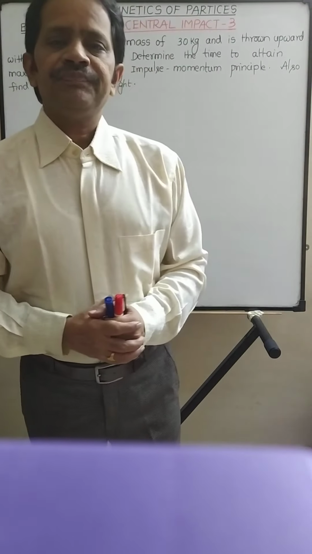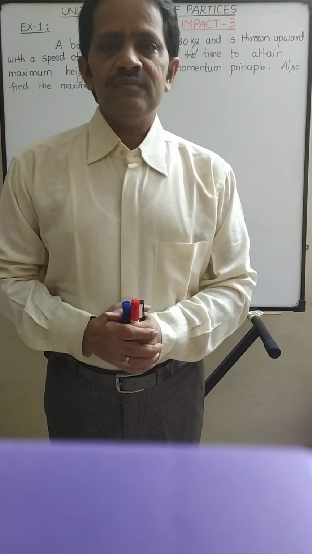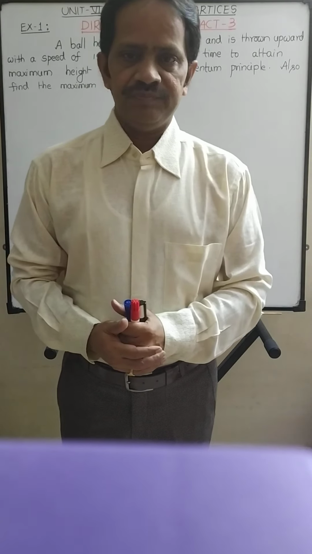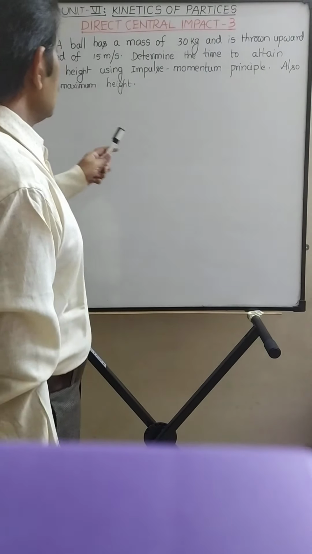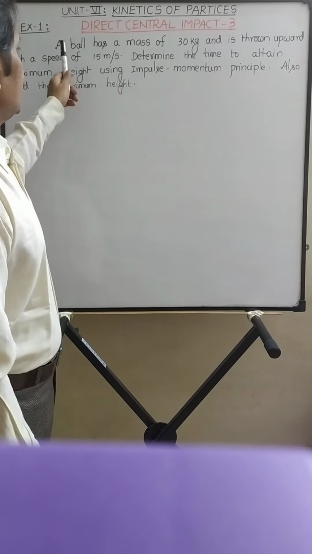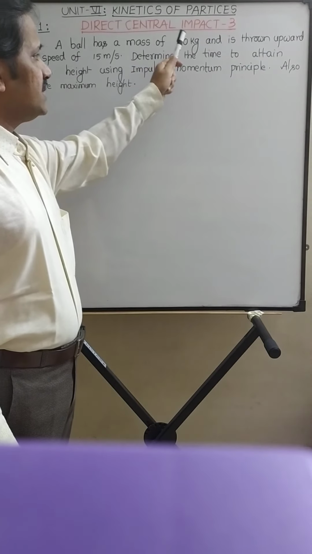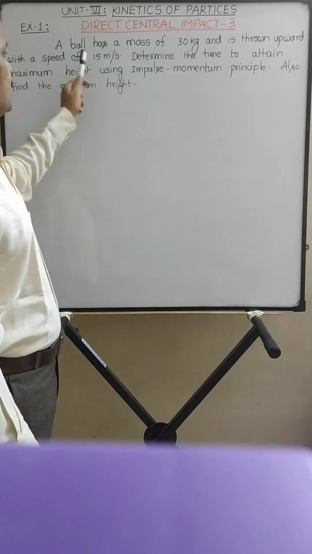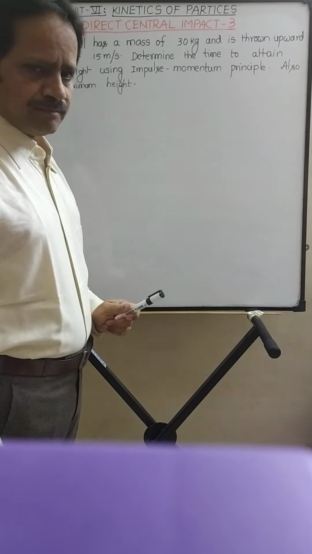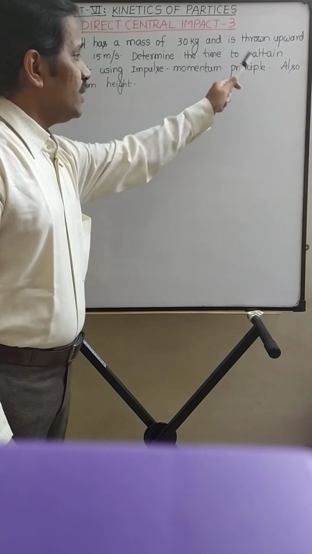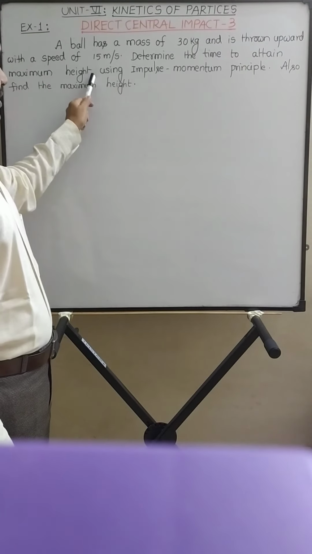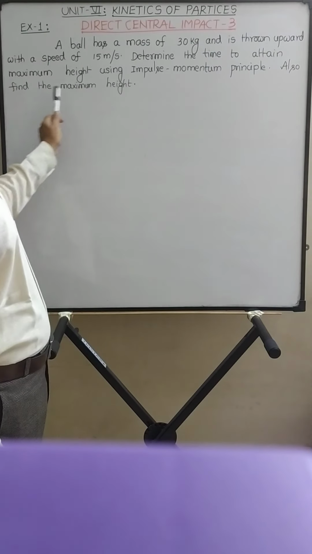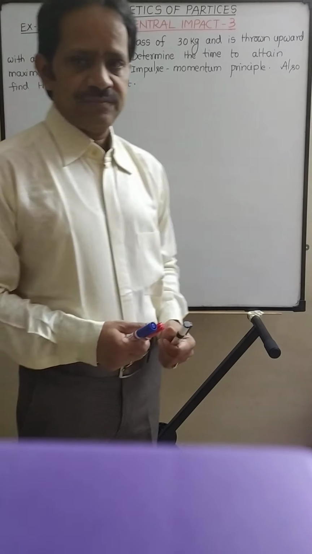Hello students, in this video we are going to solve some numerical examples on impulse momentum principle, right? So let us read the statement. A ball has a mass of 30 kg and is thrown upward with a speed of 15 meters per second. Determine the time to attain the maximum height using impulse momentum principle. Also find the maximum height.